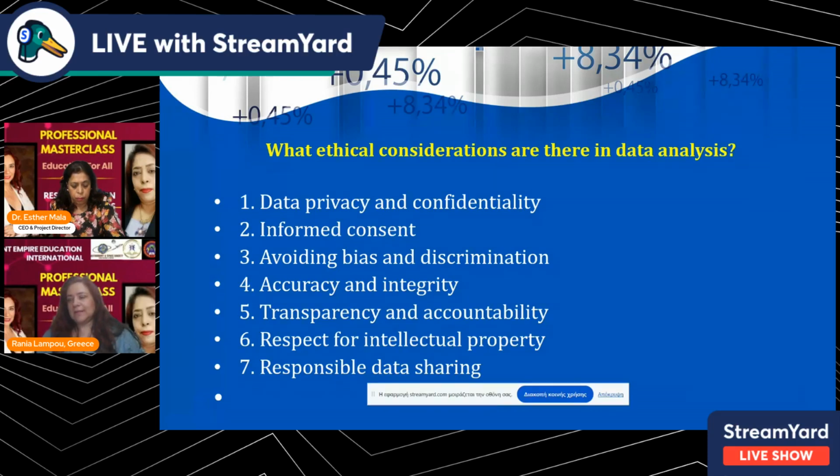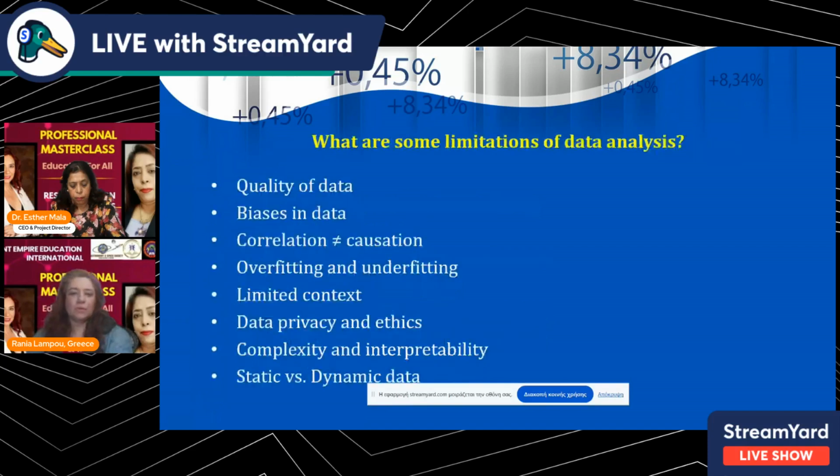Share data ethically only when it's appropriate, when it's anonymized and with permission. So you need to understand the consequences of releasing data out to the public. So ethical data analysis means protecting people, ensuring fairness, and reporting truthfully. Now the limitations before concluding, and how data analysis is related to the quality of data.